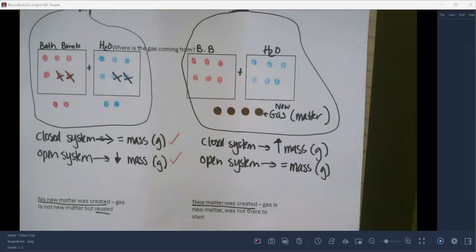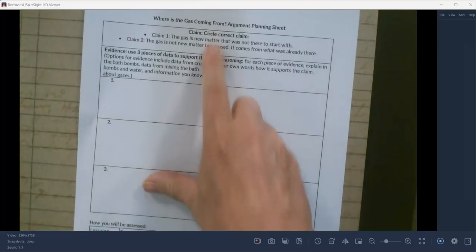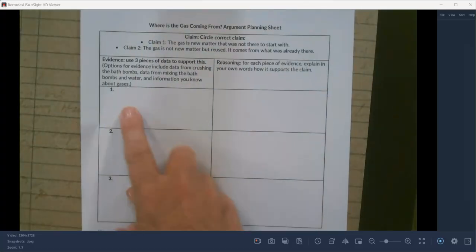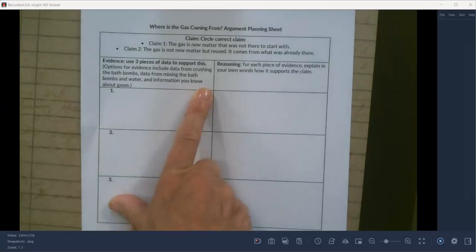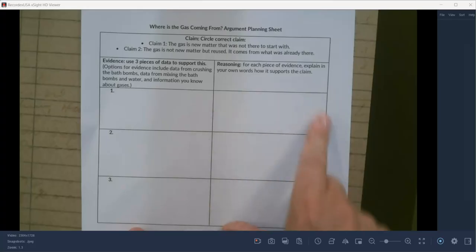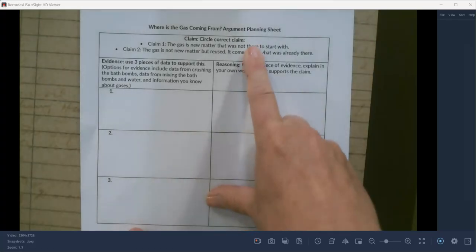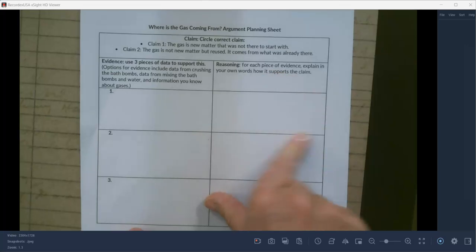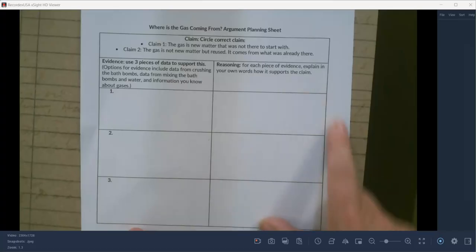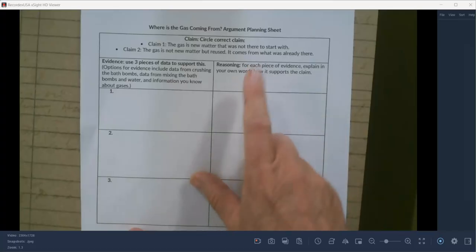So what you'll do on the other side, after filling this in, is you're going to decide which of these two claims is correct. You're going to use three pieces of evidence. It could be our class data showed that in a closed system, there was no change in the mass. Your reasoning is going to tell us why it supports the claim you picked. What's the science behind it? Give me the information you understand. The evidence has to be something we collected or learned about in class. Otherwise, it does not count as evidence. Your reasoning is really the why and because. What's the science behind it to support that claim?